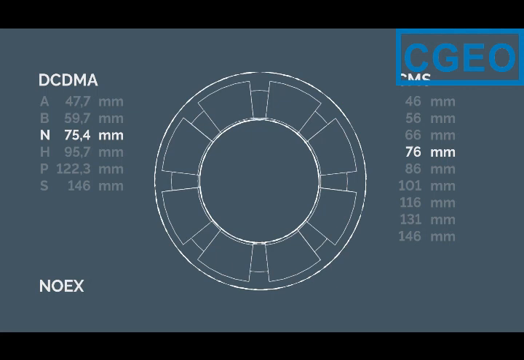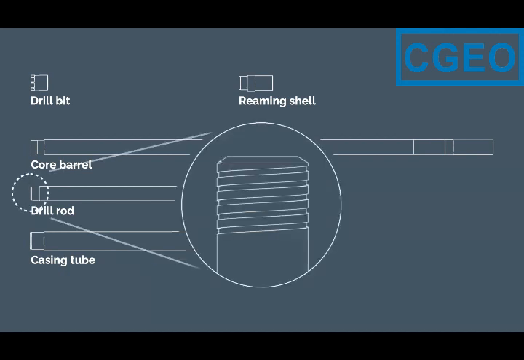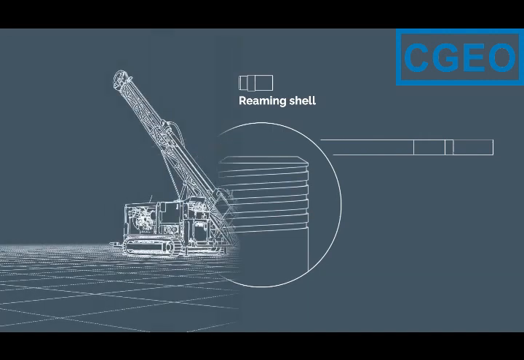The CMS system also starts with the size, before showing a combination for the design. For example, 76T2, where 76 is the size and T2 the design. For each drill hole dimension, there is a set of drilling tools such as drill bits, reaming shells, core barrels, drill rods, and casing tubes that are fully interchangeable. But remember that the threads of the wireline drill rods are not officially standardized.